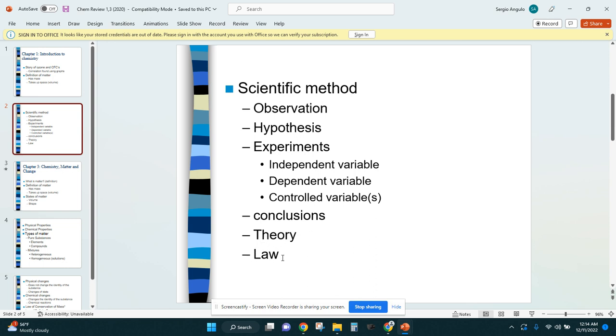And then there were laws. Scientific laws are more like mathematical relationships. They're not explanations. The difference between a theory and a law is a theory is an explanation of something that happens, and the law is more of just kind of the mathematical relationship between two things happening. Okay, so that was chapter 1.